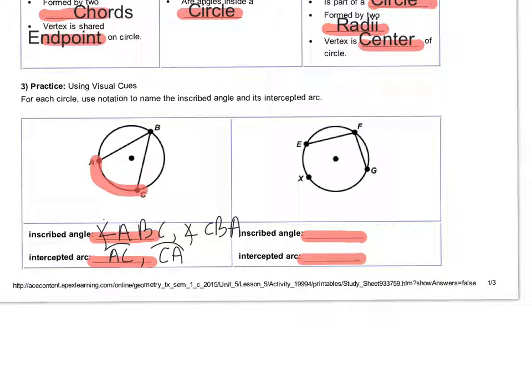The next example, to the right: the inscribed angle here is going to be angle EFG, or we can call it angle GFE. Works the same forward or backward. And the intercepted arc is a major arc, so it's going to be either arc EXG or arc GXE.